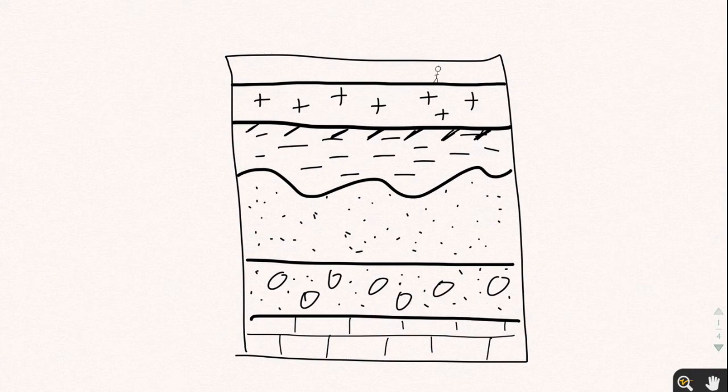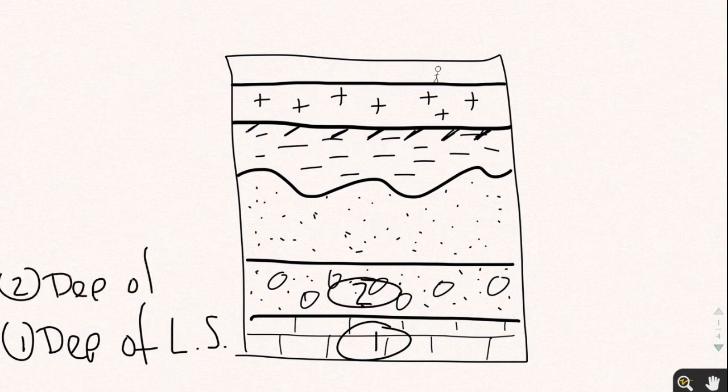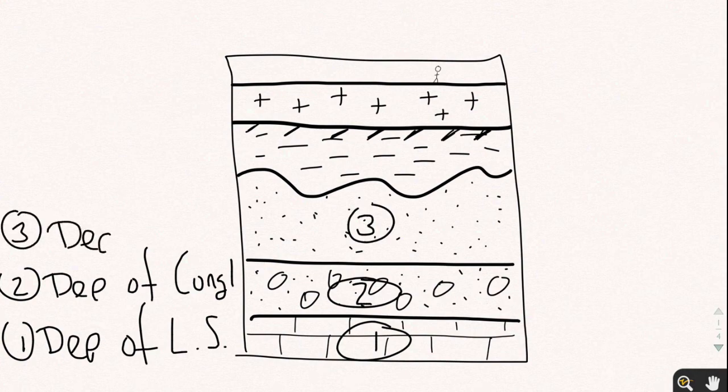So just like a sandwich, we're going to build from the bottom up. It wouldn't make sense to start at the top. So the very first event would be this limestone right here, and that is the deposition of limestone. The next event would be this conglomerate, so that would be deposition of conglomerate. And next would be this sandstone right here. So number 3 would be the deposition of sandstone.